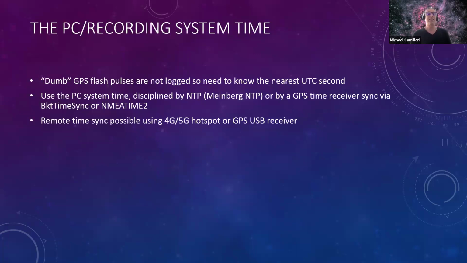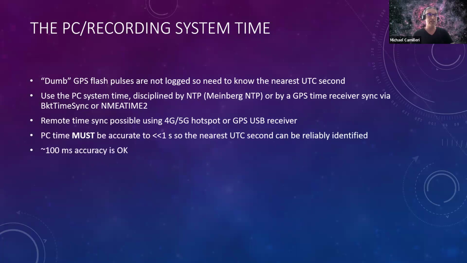So one of the criticisms of NTP is that you need to have an internet connection. You can do this timing using a 4G or 5G hotspot. And you can also do this timing using the GPS USB receiver as the time source to discipline the PC clock. The main thing is that the PC time must be accurate to well less than a second so that you can reliably identify the nearest UTC second. And that's absolutely critical to this method.